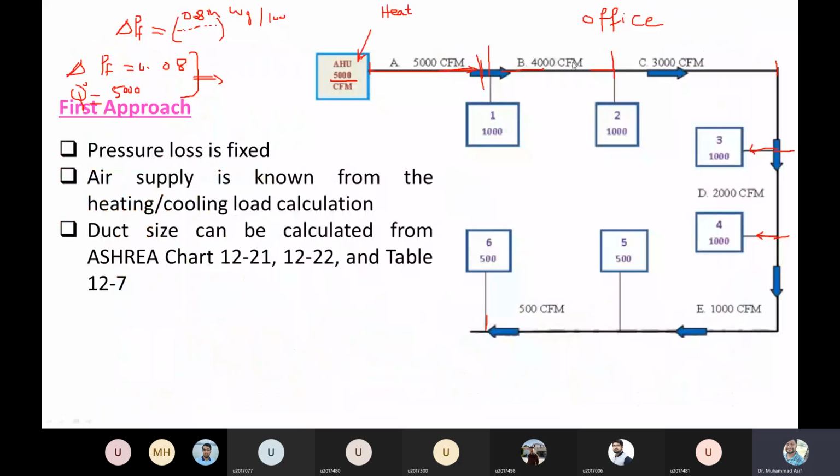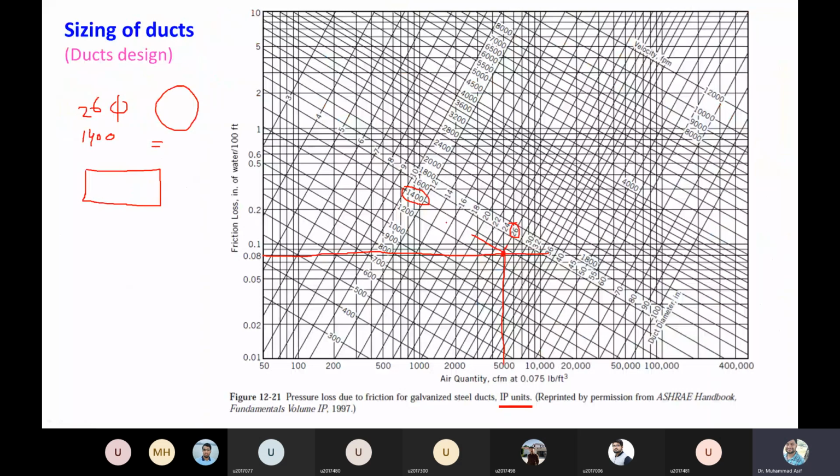Similarly, for the next one, you can calculate what should be the size of the duct from here to here. Now we have the flow rate of 4,000, and the pressure will remain constant throughout. So 4,000 and 0.08, you will again read the values. Where is 4,000? This is 4,000, let's say. Now we will have a new line, and the new line will cut here. So this is our new point. Now our new diameter is 24 inch, right?